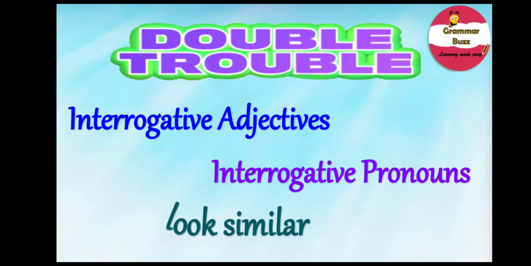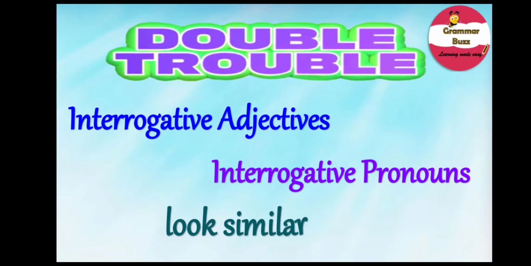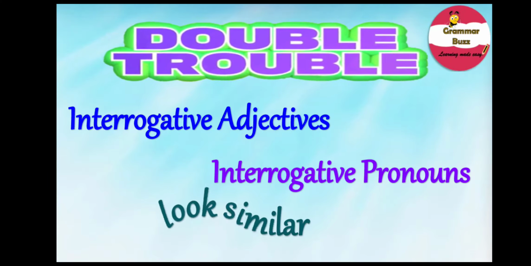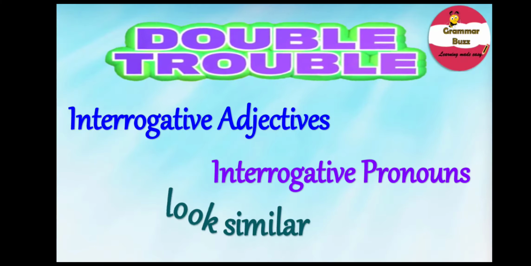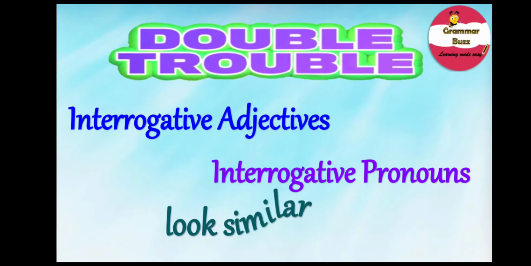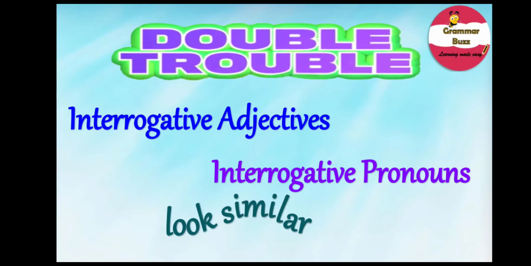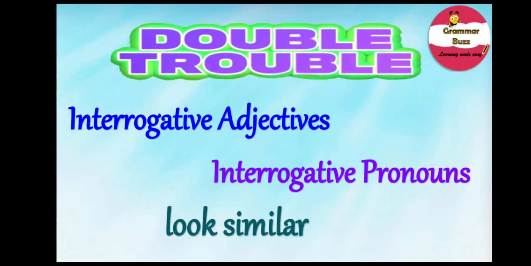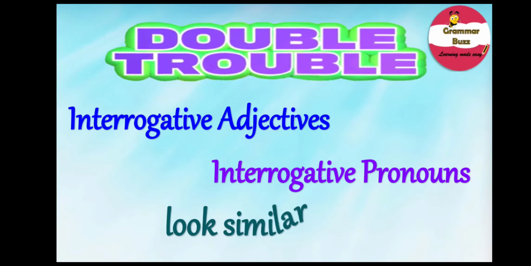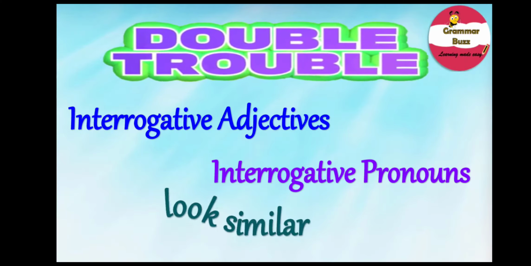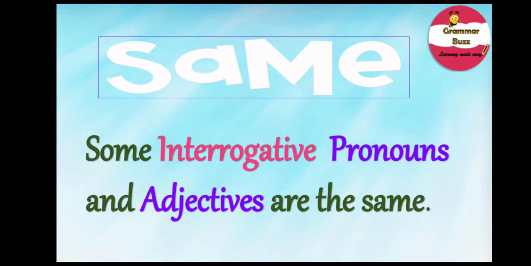For example, if I say, "What material is that you are using?" In this sentence, the what is an interrogative adjective as it modifies the noun material. But if I say, "What are you doing?" Then the what here is an interrogative pronoun as it simply asks a question and does not modify any noun.